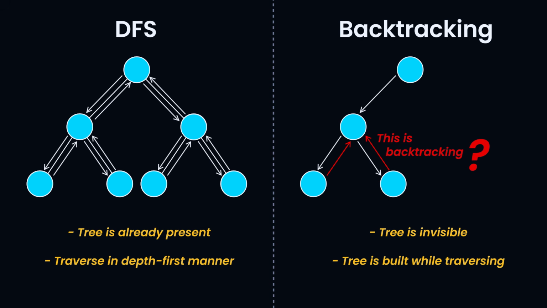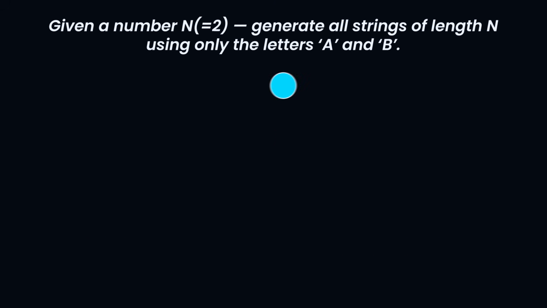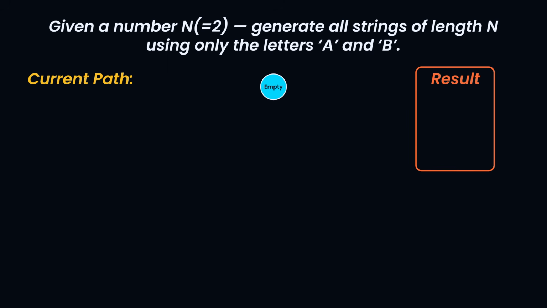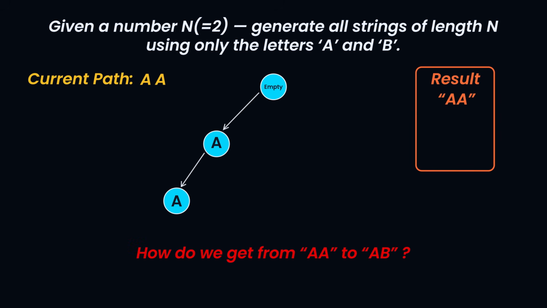But how exactly does the code go back? This is the question most explanations skip. Let's not skip it. Here's what's actually happening when the code backtracks. Say we're building our string and we've added A, then A again. Path is AA. That's a valid answer. We record it. Now we need to try AB. But the path still has AA in it. How do we get from AA to AB? We remove the last character.